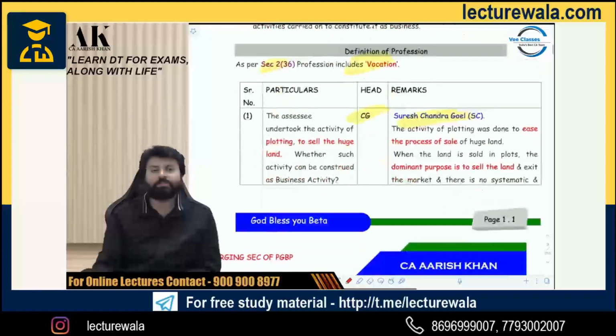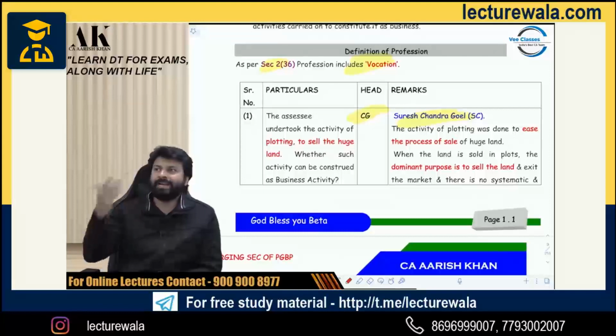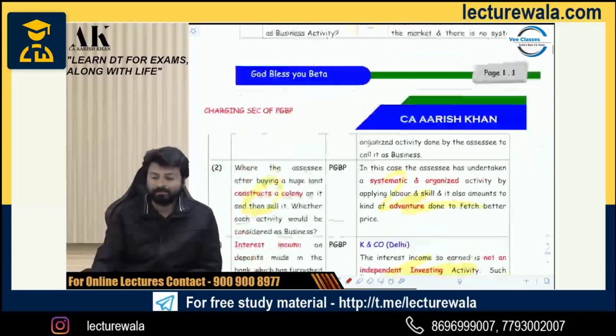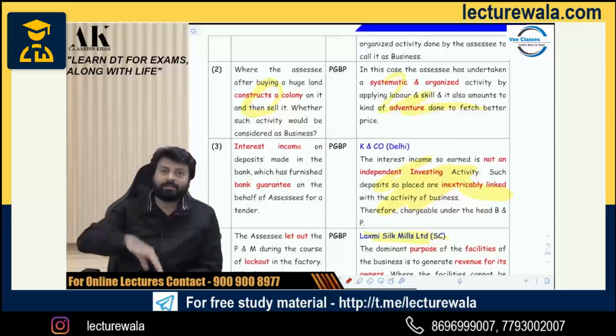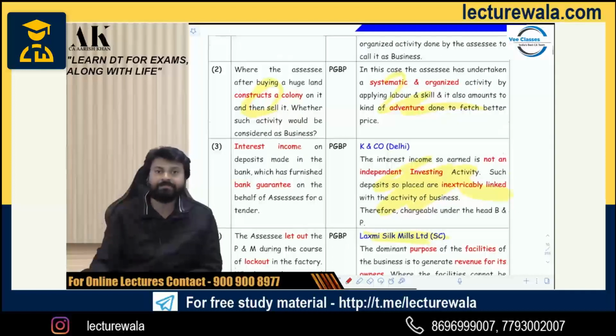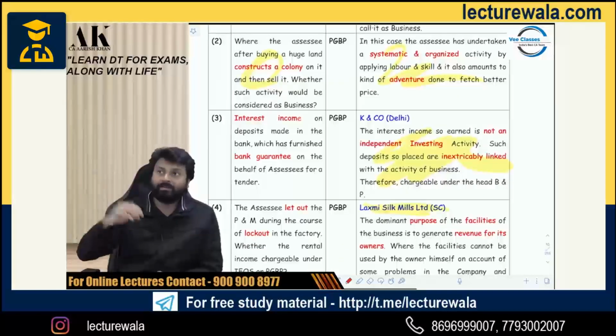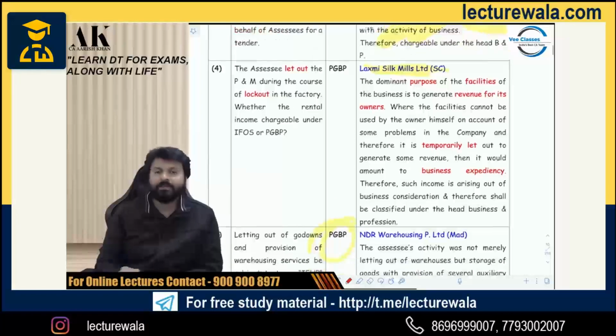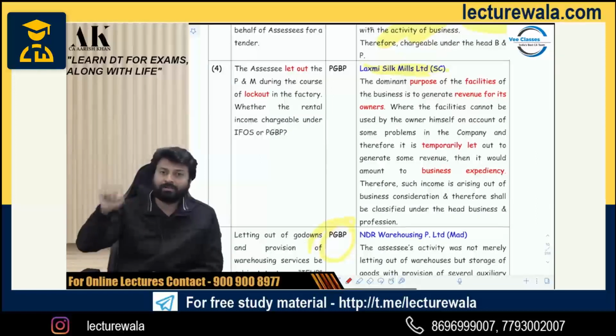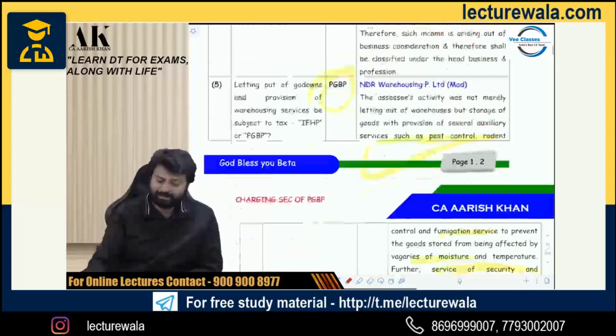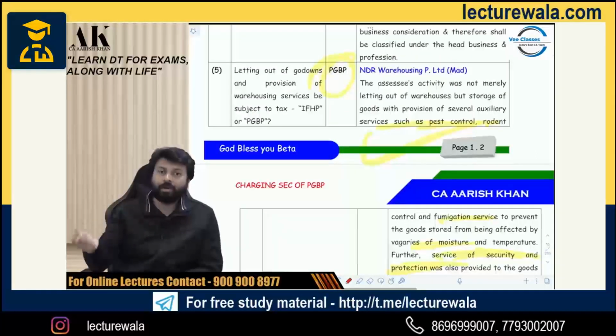Then we did some issues. Suppose I have a huge land and I sell it, then it is capital gain. Suppose I have land and I construct a colony and then sell it, then PGBP. Suppose I get interest from a bank FD because I have taken it to get a tender, then it is PGBP. Suppose I let out plant and machinery because there is a lockout in the factory, then it is PGBP. Suppose I let out a godown along with a lot of facilities, then it is PGBP.